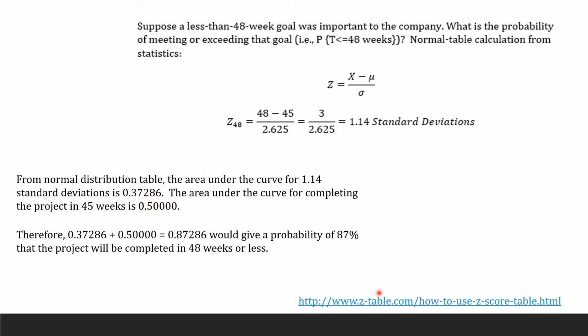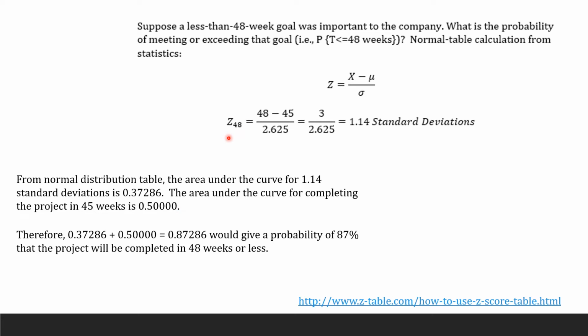I'll give you one table right there that we can get. If you have a textbook, it's always in the back pages, in the index, and you can find the normal distribution table. Go there and look for 1.14 because we got a z of 1.14. When you go there, you're going to get 0.37286, and that is going to be your area. So the area under this z number is about 37.29%. Here, the area under the curve for completing the project in 45 weeks is 0.50.